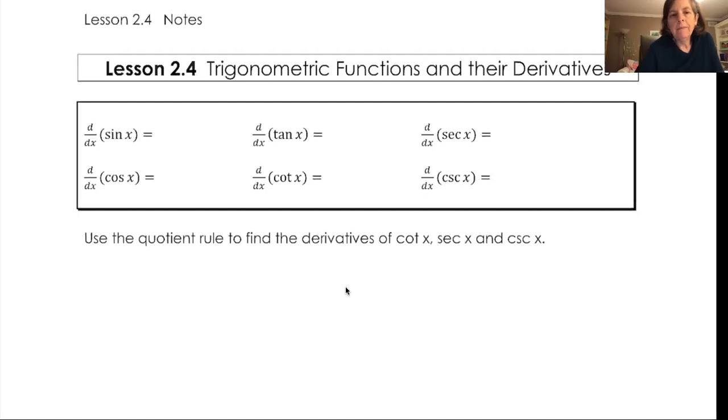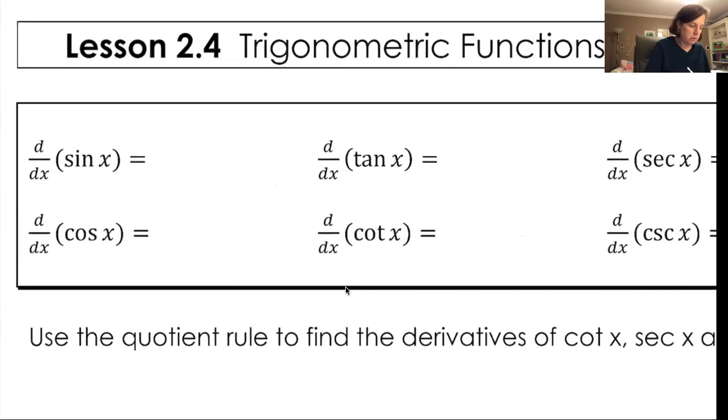Hey class, we're going to do lesson 2.4 in this video, and we're going to learn how to take the derivatives of all 6 trig functions. We already did sine and cosine in lesson 2.3, and we'll use the product rule and quotient rule to help us see how we can find the derivatives of the other trig functions. Now, we learned that the derivative of sine is equal to the cosine of x, and the derivative of cosine is equal to the opposite of sine x. We talked about that in the last lesson.